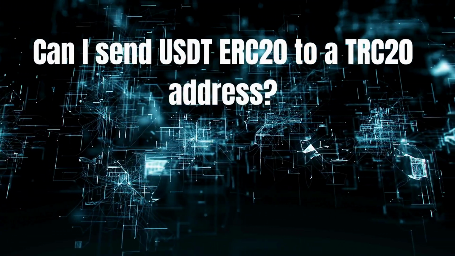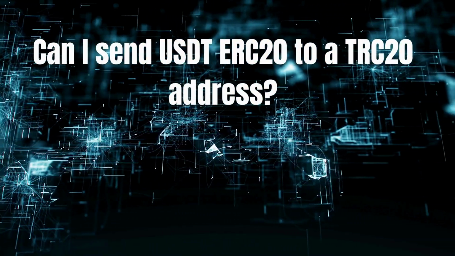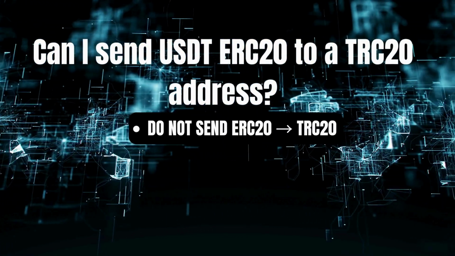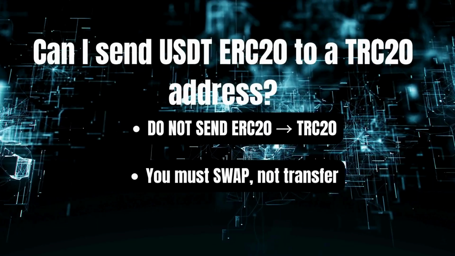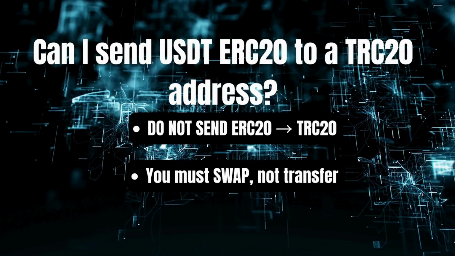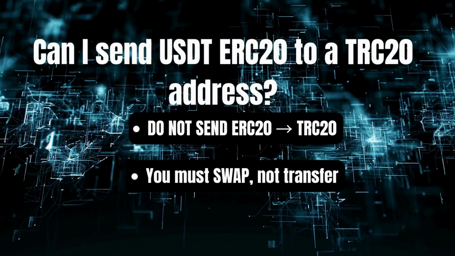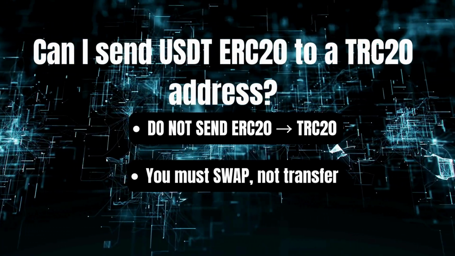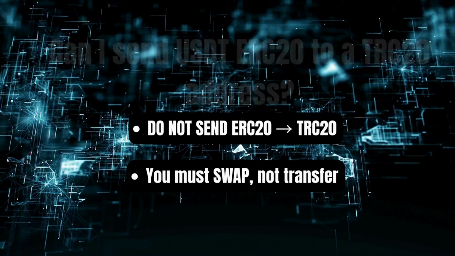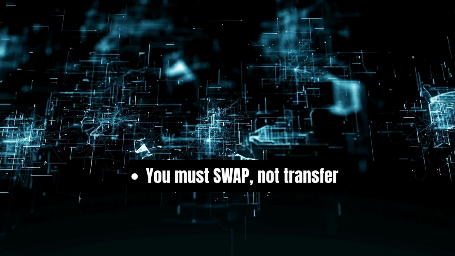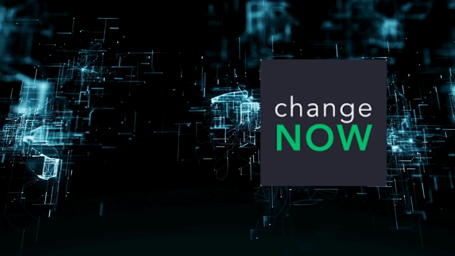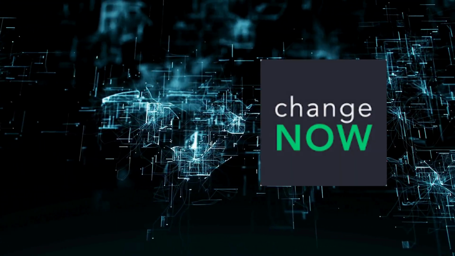This one's super important. No, you can't. You can't send ERC20 USDT to a TRC20 address. They are totally different blockchains and the addresses aren't compatible. If you try to send ERC20 to a Tron address, the funds won't show up and you'll probably lose them. So the only way to go from ERC20 to TRC20 is by swapping or using an exchange or a bridge. Never send it directly.